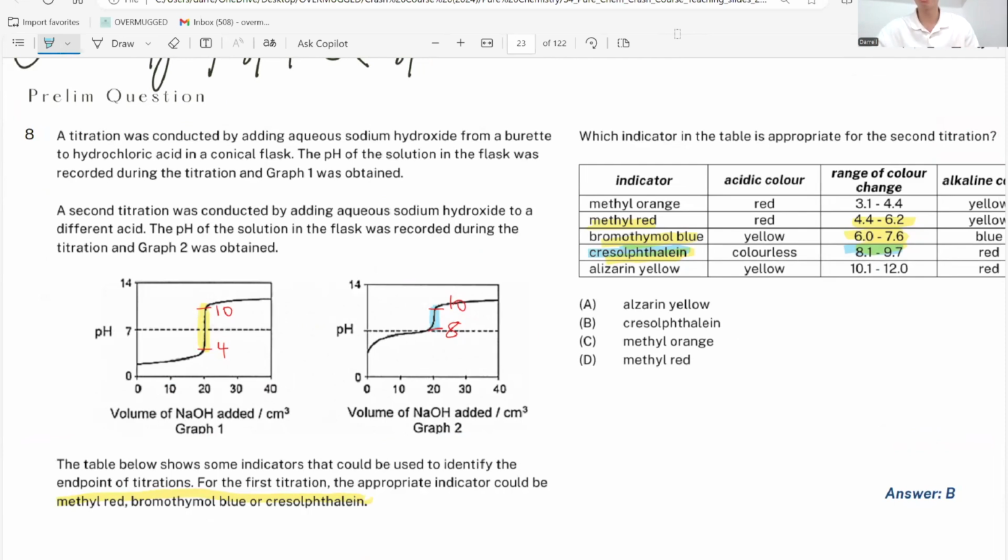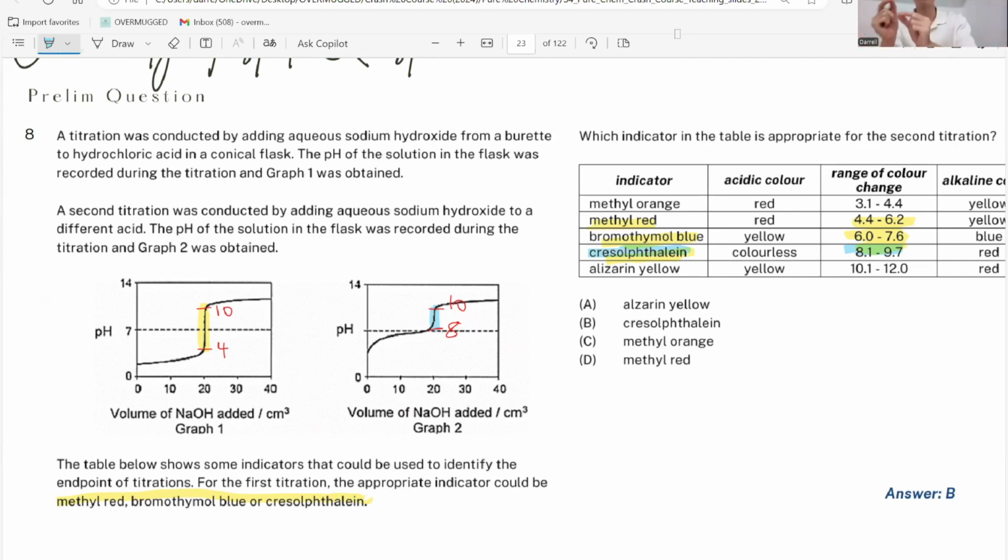Can I use methyl orange? Cannot, right? Because methyl orange changes color between 3 to 4.5. I need it to change color between 4 to 10. So actually the next 3, whether it's 4 to 6, 6 to 7, 8 to 9.7, actually all 3 can be used as the indicator for graph 1. You get what I mean? You just need to match the color change range with the range that you see on the graph.